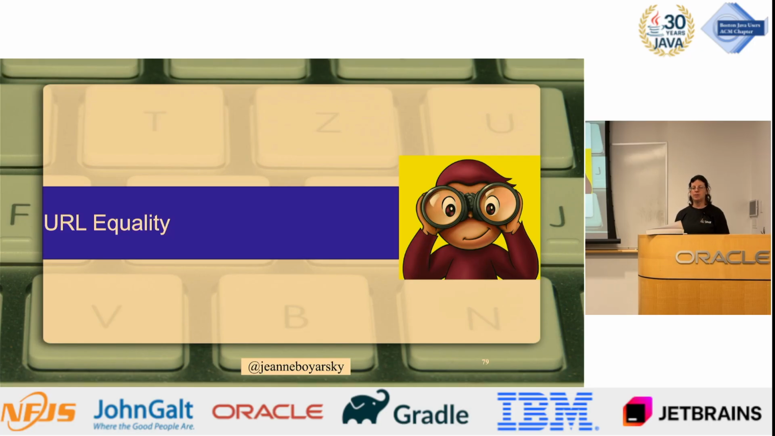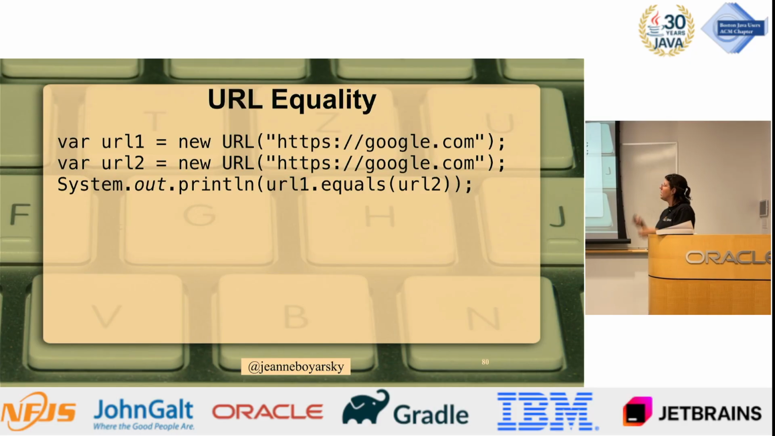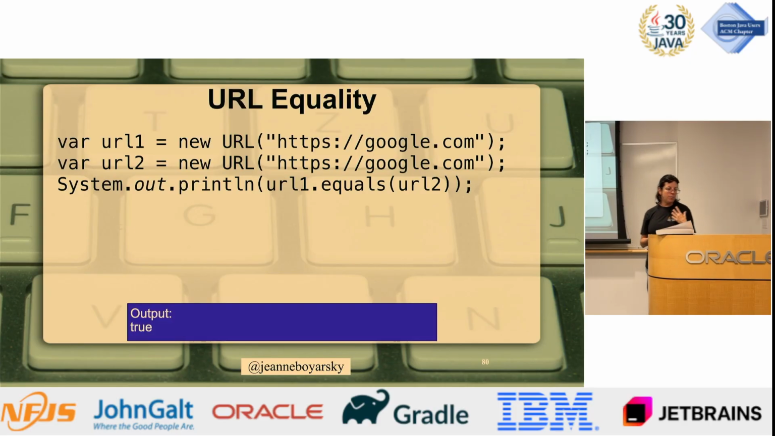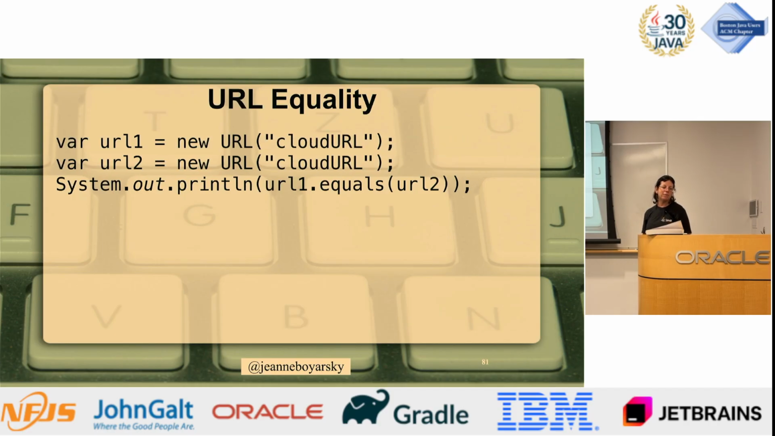This one's fun, especially in the face of cloud. So I've got an example here. I've got two URLs. They are the same. And if I print them out, I will get true because Google is a fairly stable service. And if I make two calls to it in a very short period of time, I'm going to get the same results back. What's fun is where this fails, though.